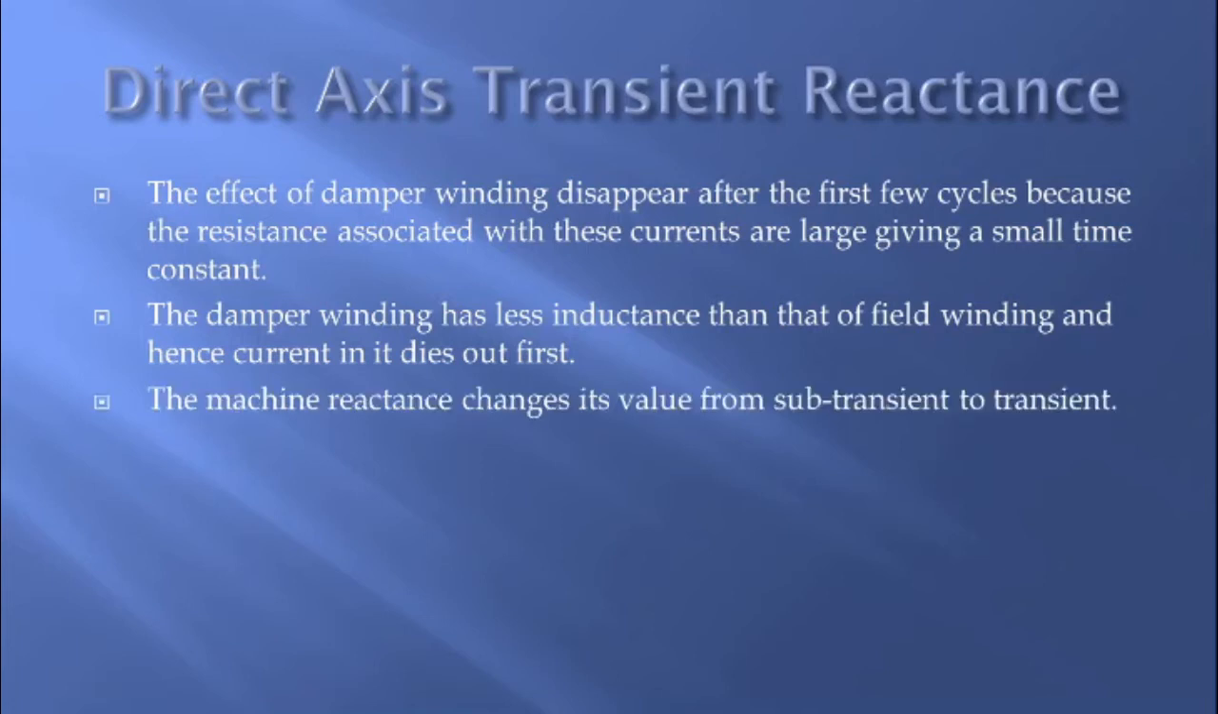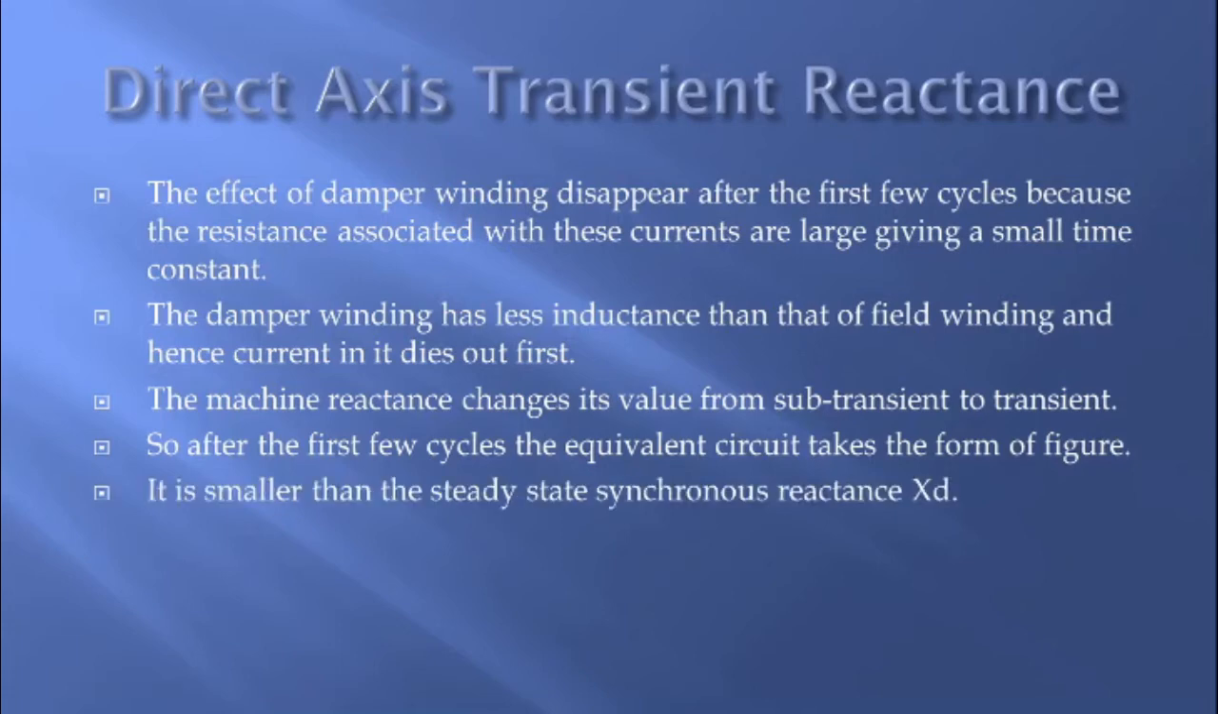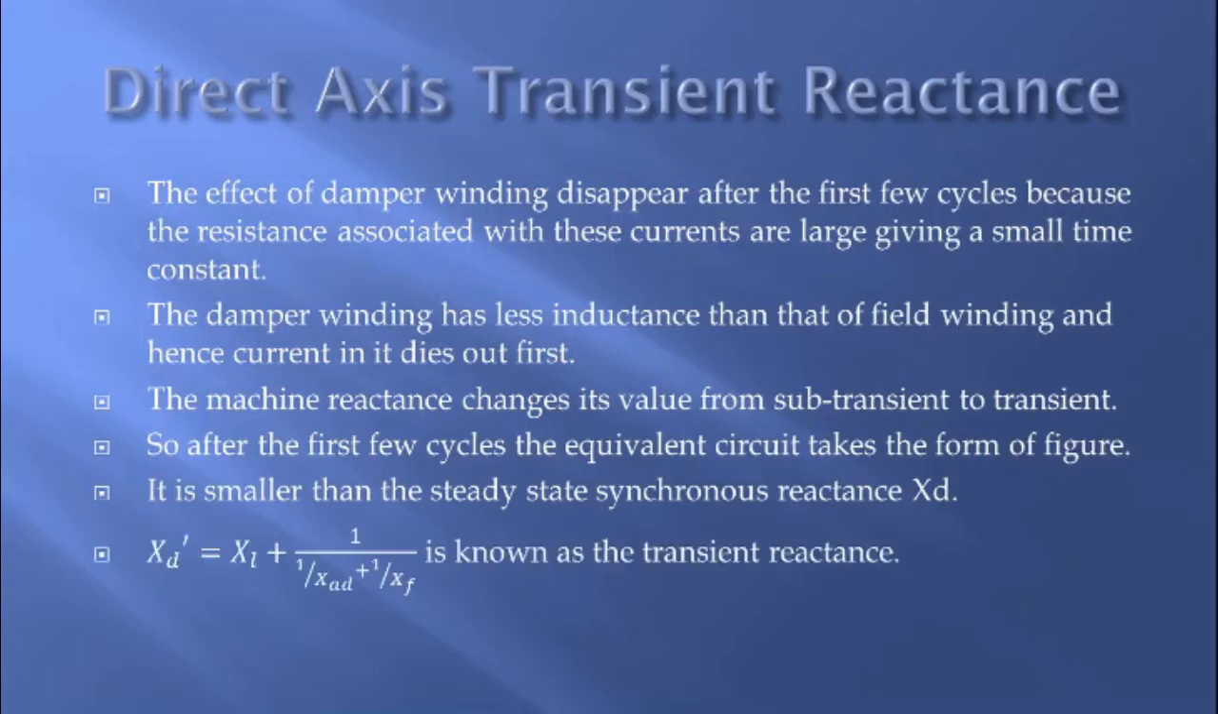Okay, the machine reactance changes from subtransient to transient effect, and after the first few cycles, the equivalent circuit figure appears like I'll show you in the next slide. But definitely, the value of transient reactance is more than subtransient reactance, but it is less than direct axis reactance, that is Xd. So the value of Xd dash is given by the series combination of XL plus the parallel combination of XAD and XF, and it is known as transient reactance.